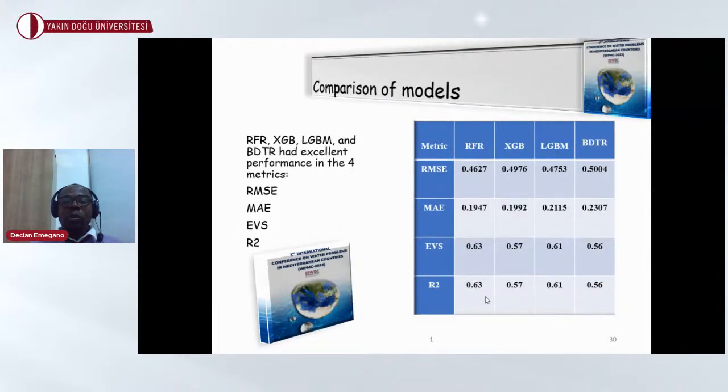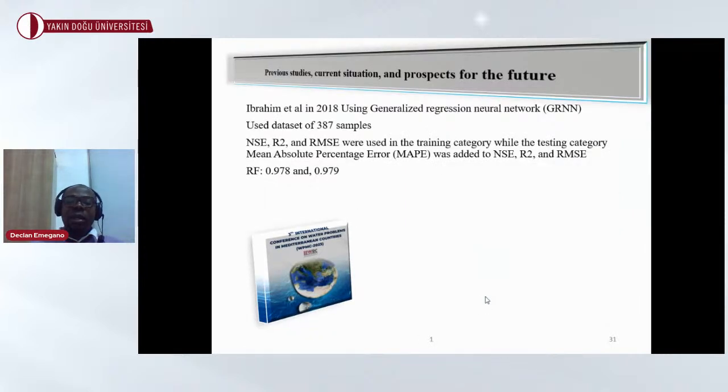So when we compare these models, we find that these 4 models, random forest, SGB, LGB, and the BTR, had excellent outcomes in doing these predictions. You can see from both the root mean square error and the mean absolute error values, MAE, that they performed wonderfully well. Now, we also compared our study with existing studies that have been done before.